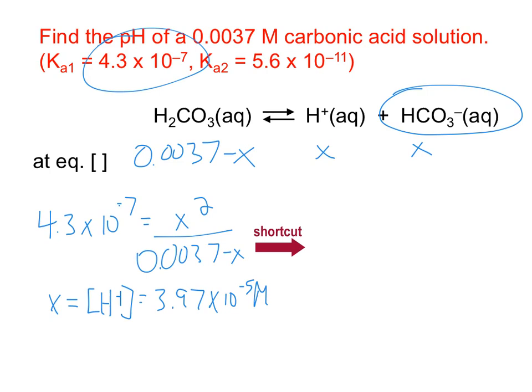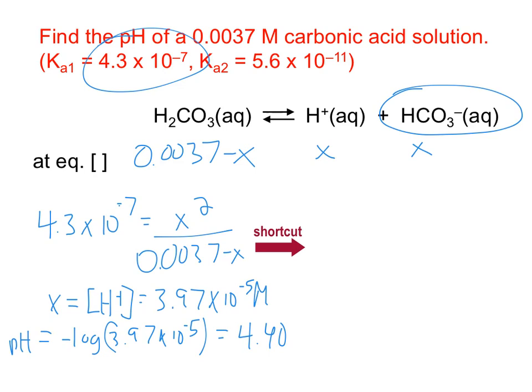That is the negative log of that concentration. 3.97 times 10 to the negative 5th gives me a pH. Remember, pH equals negative log of H plus. Gives me a 4.40.